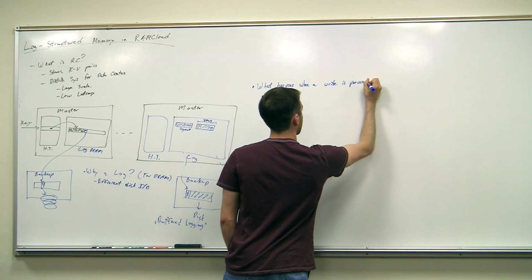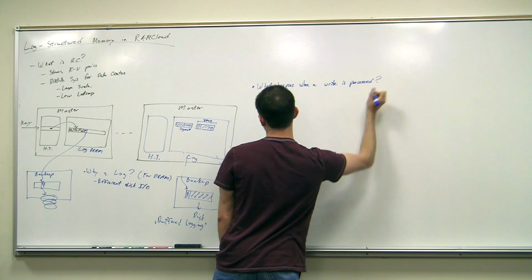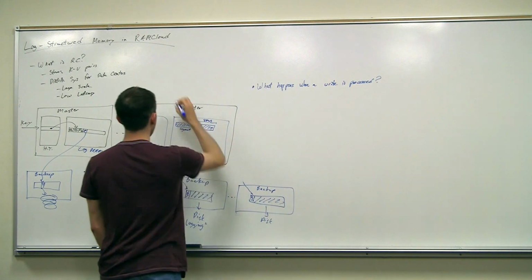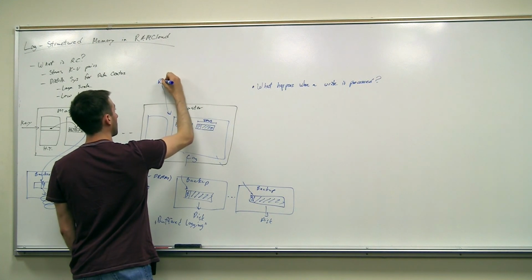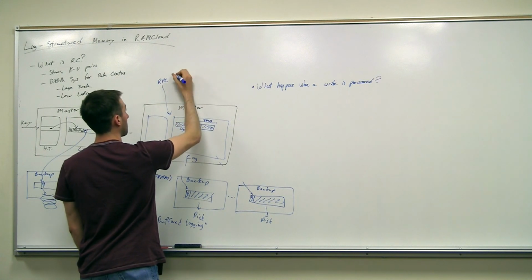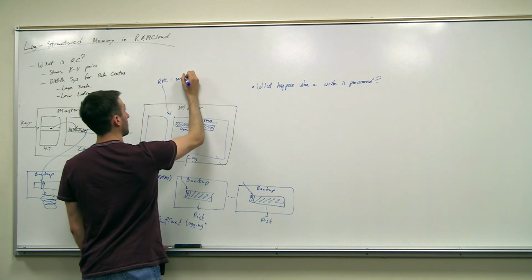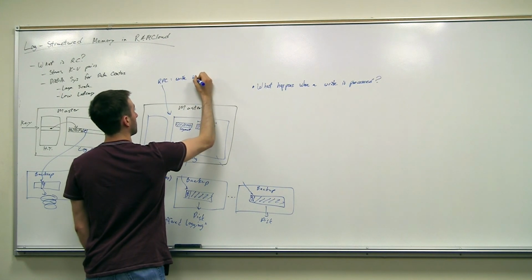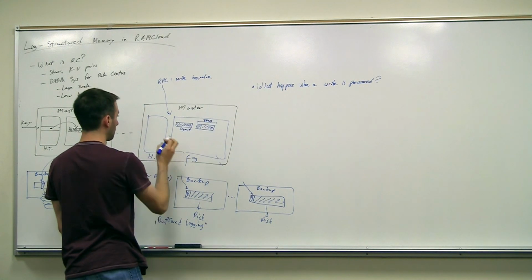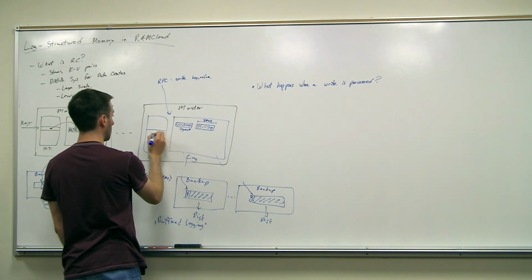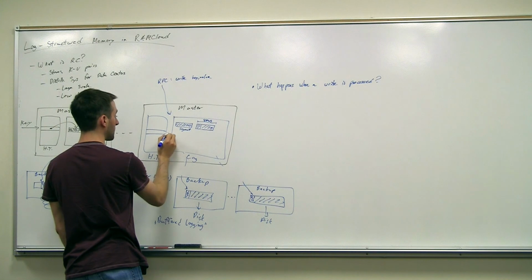So what happens when a master processes a write request? Basically, an RPC comes in from a client node saying, I want to write some key value pair. The master basically unpacks that RPC.